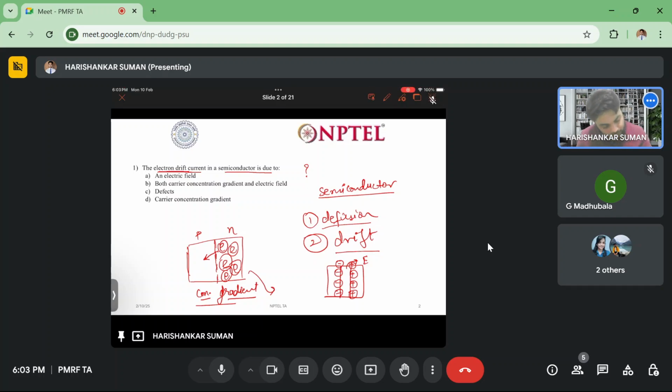What is the direction of electric field here? That side, positive to negative. Yes. If let's say here is an electron, do you know which force is applied here? Coulombic force, you know.